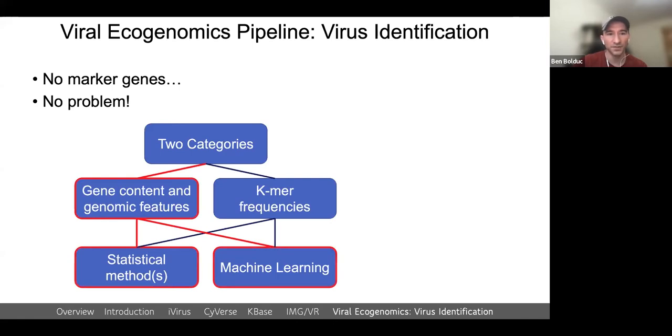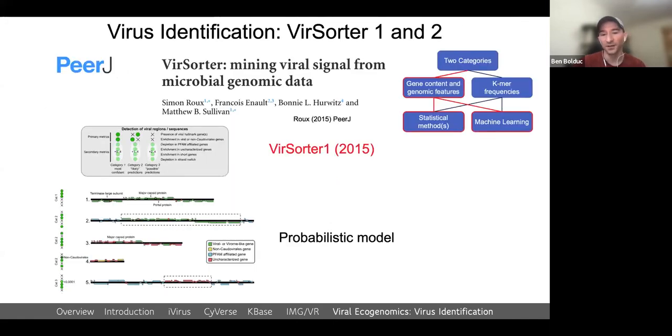So the first one that I will talk about is VirSorter. VirSorter 1, published a number of years ago, was kind of the gold standard for a number of years. Some people might still consider it the gold standard. It basically used those gene features and used statistical methods, actually a probabilistic model in this case, to look at the features and ask the question, do you look viral?